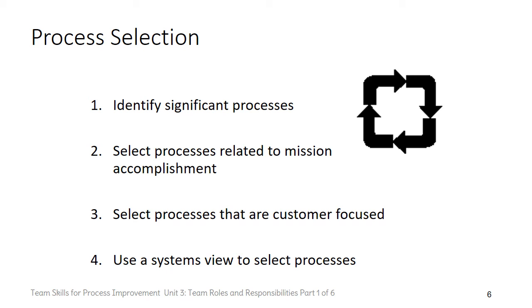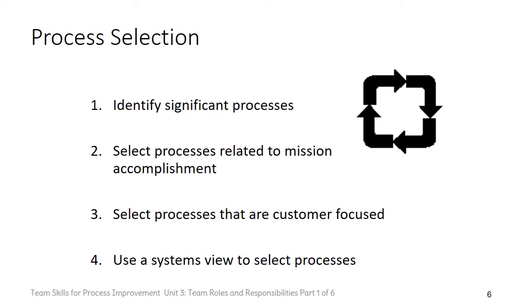Process selection. Before we go on to discuss QMCs, let's take a minute to talk about some guidelines for process selection, since this is one of the ESC's most important tasks. 1. Identify significant processes. The first step in selecting processes for improvement is to identify the organization's significant processes.